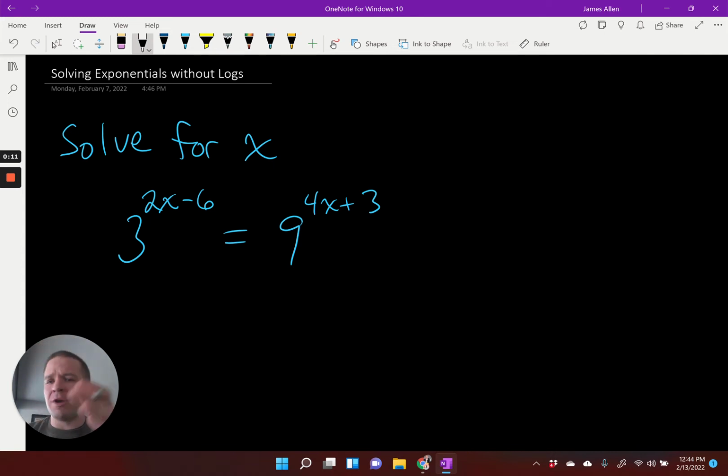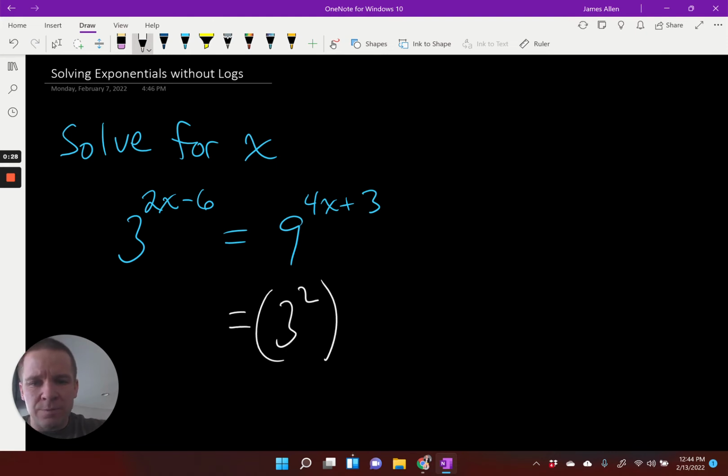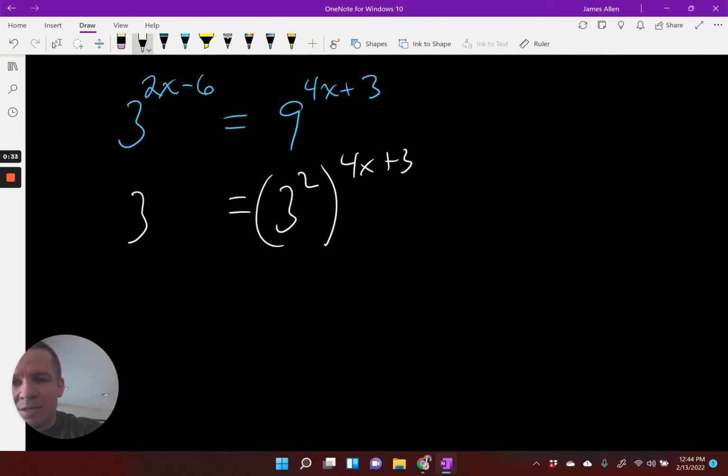Okay, so I got 3 to a power and I've got 9 to a power. I can't set those exponents equal to each other because we have different bases. So I don't know if the exponents are the same, but hey, if I can get the same bases, then I can set my exponents equal to each other. Let's take a look. So could I get 9 to be 3 to a power? Heck yeah, it'd be 3 squared. My exponent is still 4x plus 3, and I'd still have this side being the same.